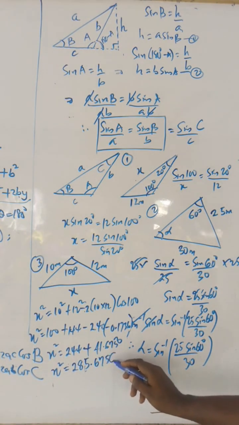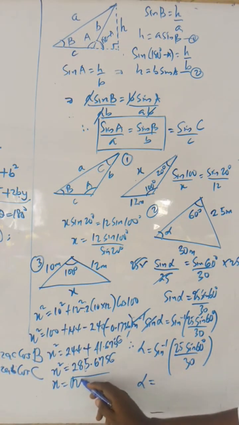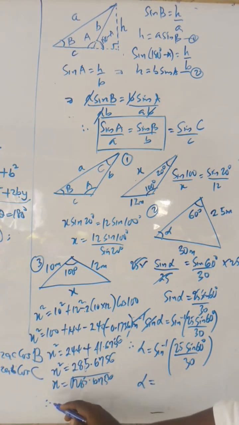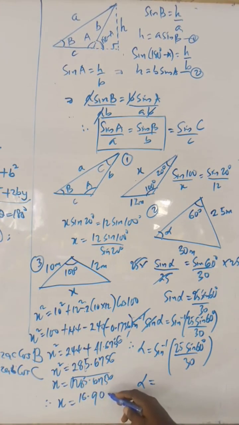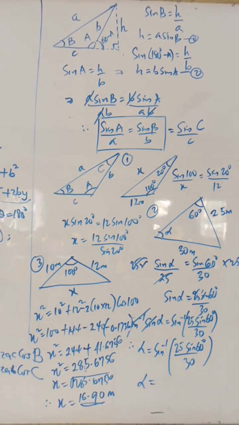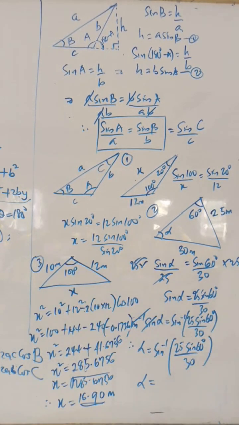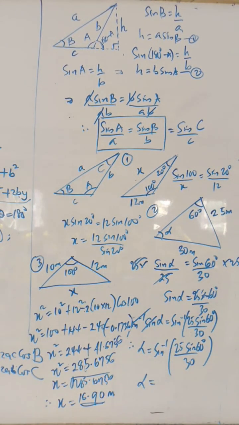So to get x, square root both sides. x equals square root of 285.6756, which is 16.901 meters. So that is the value of x. We use cosine rule to get an unknown side, given the other two sides and the angle between them, or to get a particular angle, given the three sides.